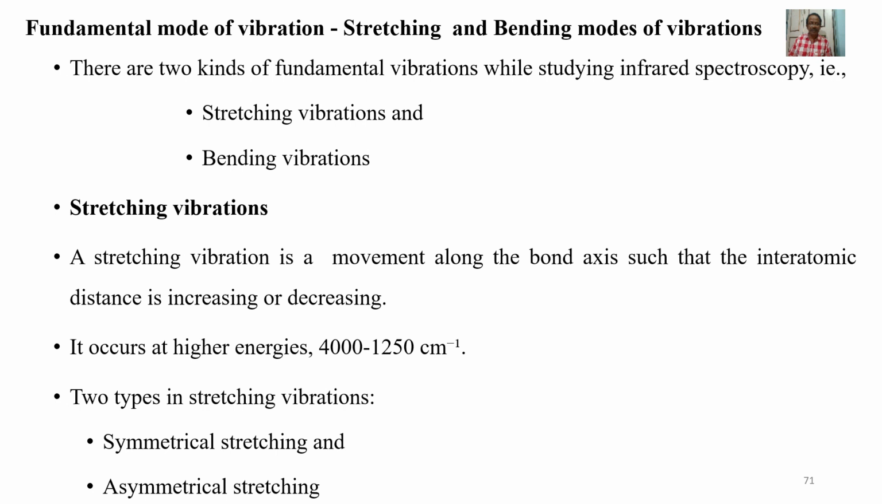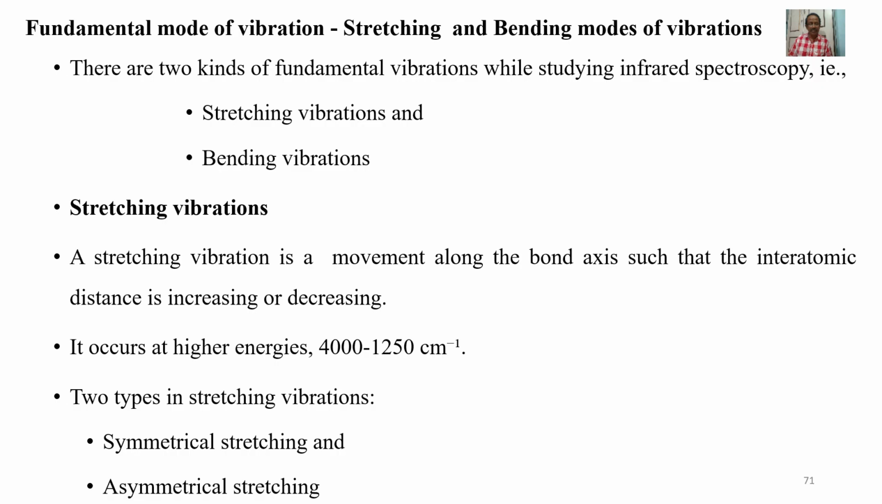Some vibrations are visible, which are known as IR active, and some are invisible, and they are known as IR inactive. Stretching and bending are the two main types of fundamental vibrations in molecules. When there is a continuous change in the interatomic distance along the axis of the bond between two atoms, this process is known as a stretching vibration. Whereas a change in the angle occurring between two bonds is known as a bending vibration.